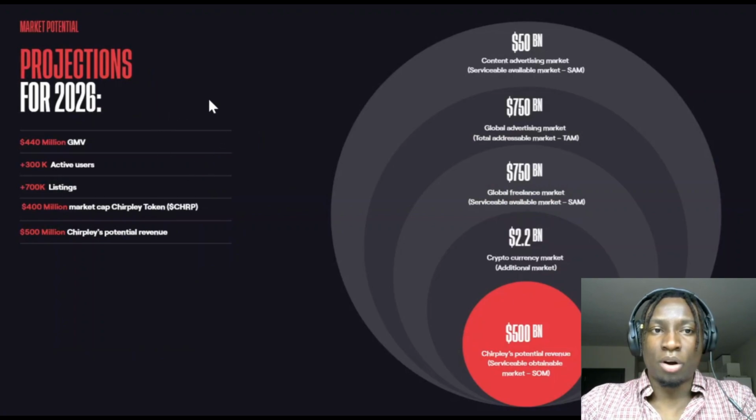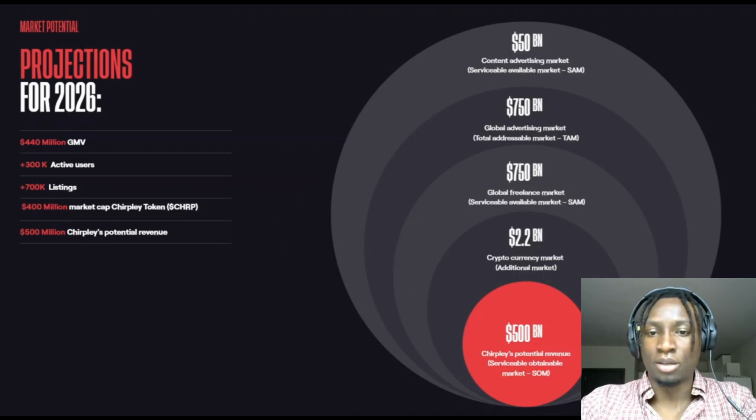And here are the projections of the market potential, right? So if you're looking at it from the landscape, how they've broken it down, the content advertising market is $50 billion currently, right? That's an estimate, of course, and the global advertising market is 750 billion. The global freelance market is 750 billion, and the cryptocurrency market is 2.2 billion, right? So there you have it in terms of those metrics. So you guys can kind of see the market that they're looking to tap into and how much money can potentially be made. Again, when you're looking at the influencer advertising market, it keeps increasing on a year in and year out basis.